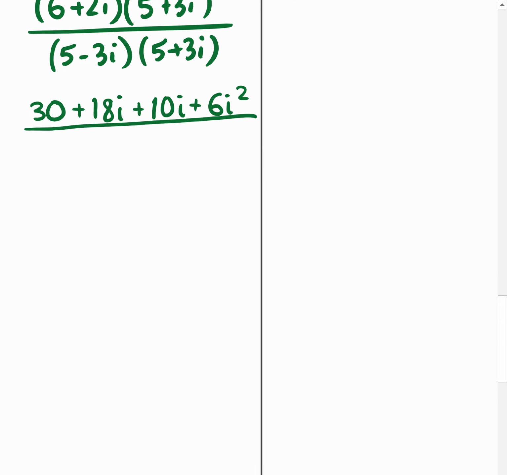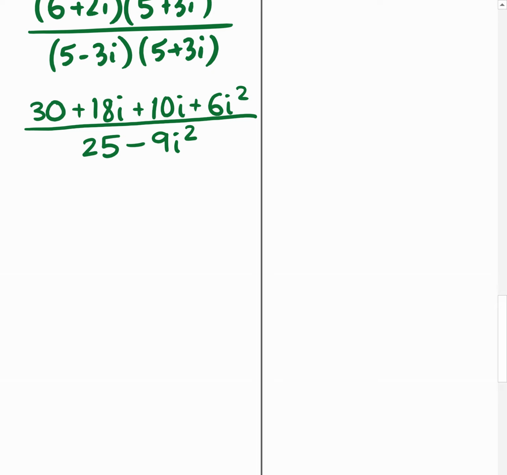The denominator now, I have, remember these are conjugates, 5 minus 3i, 5 plus 3i. So all I really need to do is multiply the first and the first and the last and the last. No need for outer and inner. First times first is 25. Last times last is 3i times negative 3i, that's negative 9i squared.